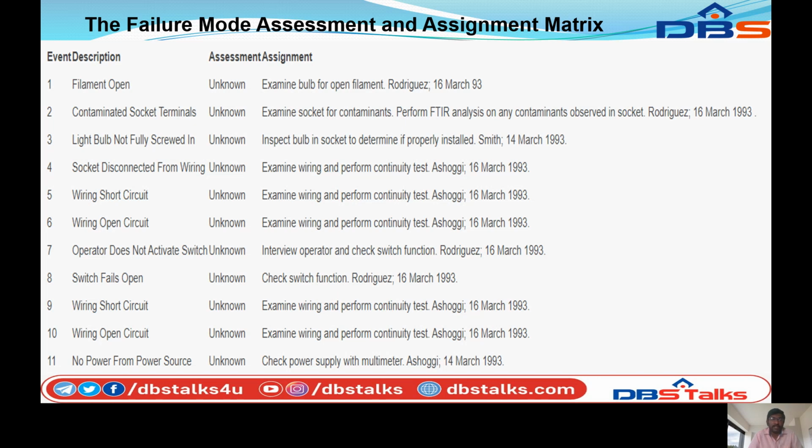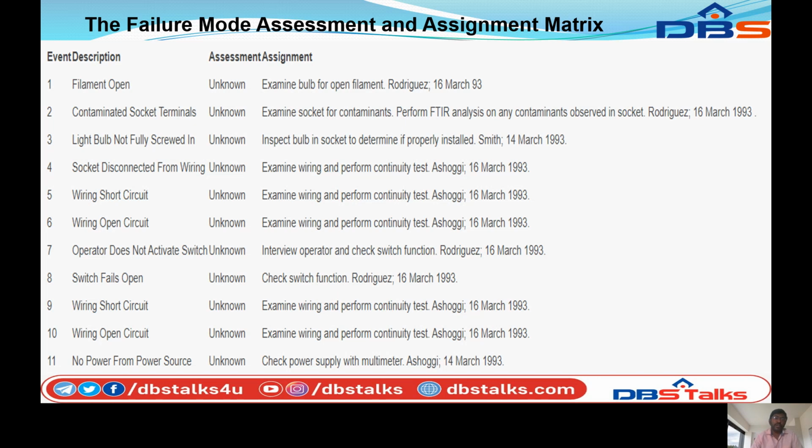Next, the last event, 11. The description is no power from the power source. The assessment is unknown. The assignment is check power supply with multimeter. This was developed by Ashhoji in the year 16th March 1993.